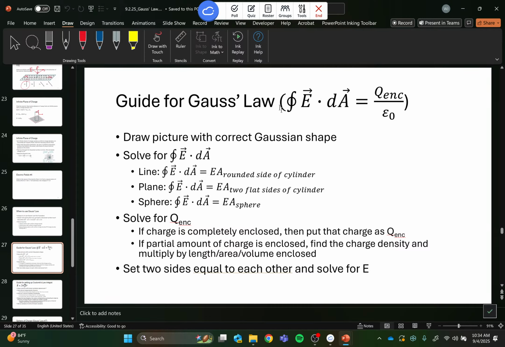That's the easy side. The right side, you need to find Q enclosed. And there's basically two things to look for here. If you have all the charge inside of it, you just put capital Q. But if you don't have all the charge inside of it, then you need to find the charge density and then use that charge density to find the charge enclosed. Then set the two sides equal to each other and solve for E.